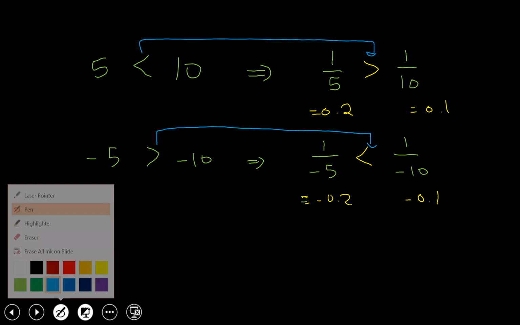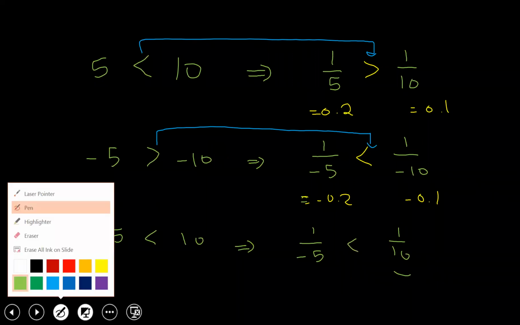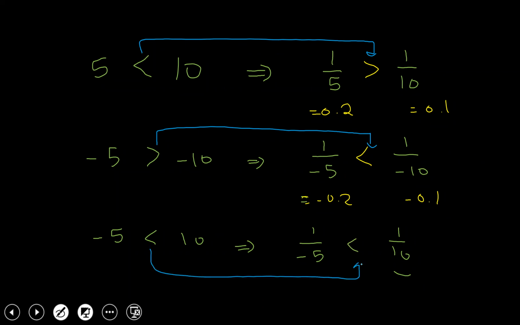Okay. Well, what if we have -5 and 10? One of them is positive and one of them is negative. This is a special case. Here, of course, 10 is greater. What happens when we reverse them? This is 1 over -5 and 1 over 10. Still, without computing any calculation, of course, the positive side will be greater than the negative side. So the inequality doesn't change. So this is a special case.